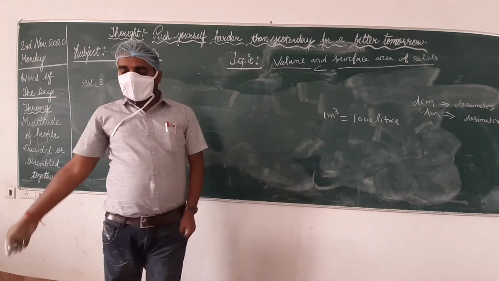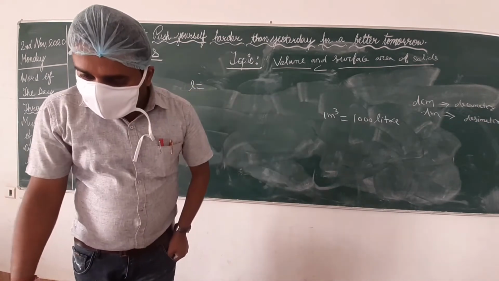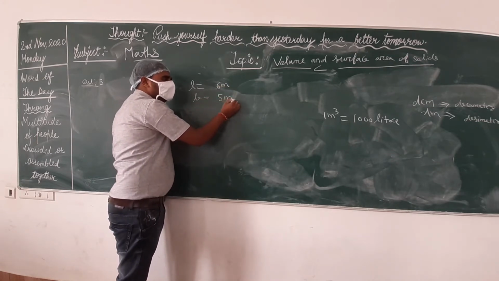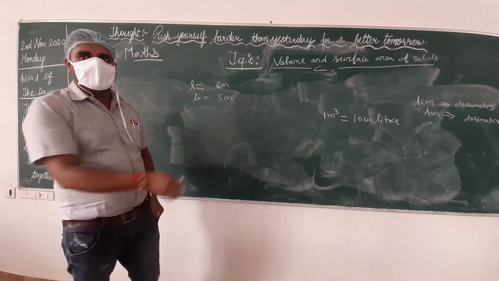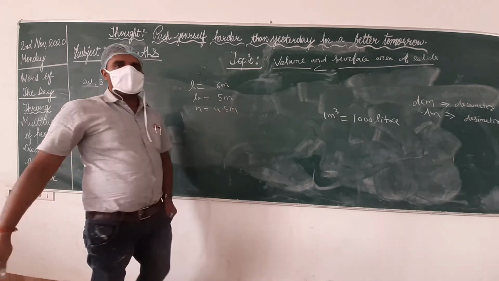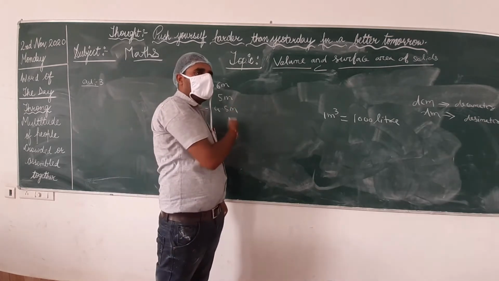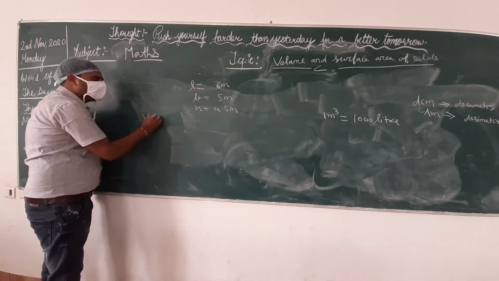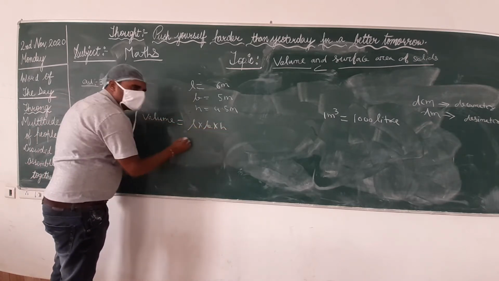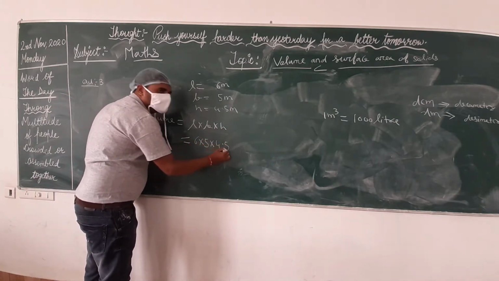In the given question, the length of the tank is given as 6 meter, breadth is 5 meter, and height is 4.5 meter. For a cuboid whose length is L, breadth B and height H, what is the volume of this cuboidal tank? You know that the volume of a cuboid is L into B into H. We have to put the values 6 into 5 into 4.5.